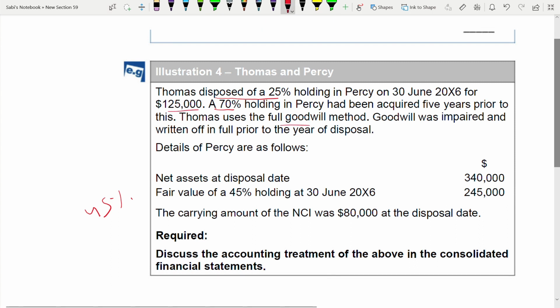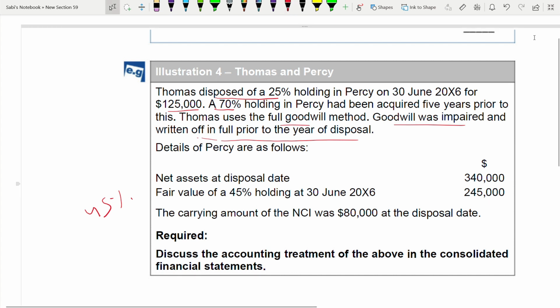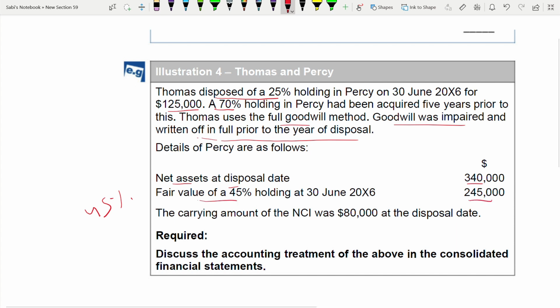Full goodwill method, goodwill was impaired and written off in full prior to the year of disposal. That means before the disposal, no goodwill was there. Net asset at disposal is 340,000. Fair value of 45% is this one, they have already given you. The fair value of the retained interest, 245,000. And carrying amount of NCI was 80,000. Discuss the accounting treatment of the above in the consolidated financial statement.